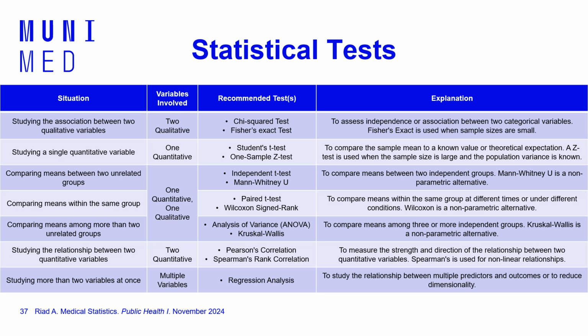Finally, we have sometimes two quantitative variables, and if you have two of them, you can see the association or the relationship between them using correlation tests.